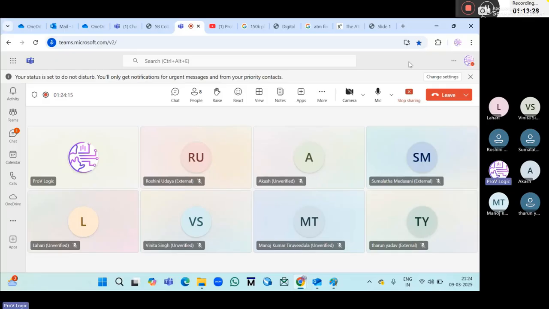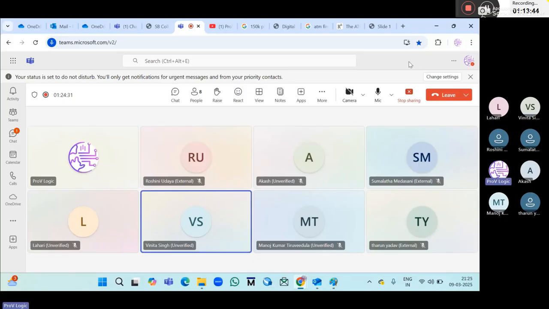Vinita, do you have any doubts regarding the assignment? Yeah, in the Verilog second assignment, I have a doubt. I have done the problem solving ones, that was mostly problem solving. So I have one or two doubts in that.